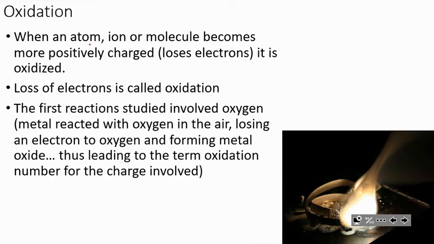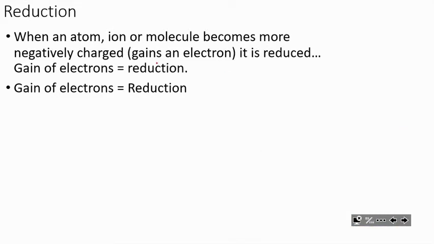So oxidation. When an atom or an ion or a molecule becomes positively charged, it's going to lose electrons. That means that it's oxidized. So loss of electrons is called oxidation, or OIL. Oxidation is loss. The first reaction studied, again, involved oxygen, and that's where they ended up getting the term oxidation from. Reduction, then, an atom or an ion or molecule becomes negatively charged, so it's going to gain electrons. It's going to be reduced. So gain of electrons is reduction, or reduction is gain for the OIL RIG analogy that I use.